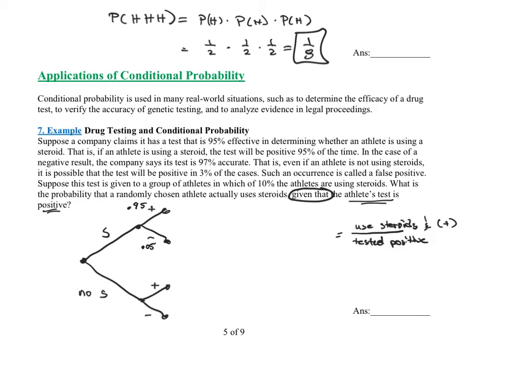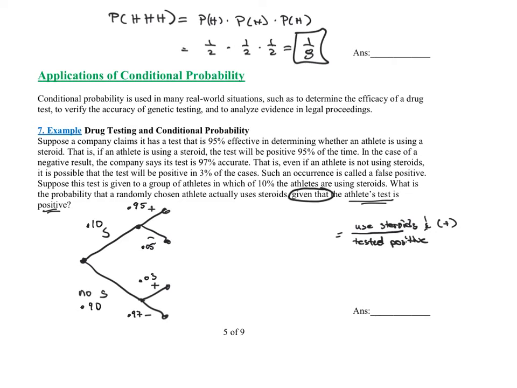Let's consider reading. It says in the case of negative results, the company says the test is 97% accurate. So if they don't use steroids, it'll say negative 97% of the time. Well, if that's 97% of the time it says negative, then that means 3% of the time we get a false positive. That's the really dangerous one on this one. Okay, let's keep on going. It says, suppose in the given test of athletes that 10% of the athletes are using steroids. So 10% are using steroids, which would tell us that the remaining, which is 90%, don't use steroids.